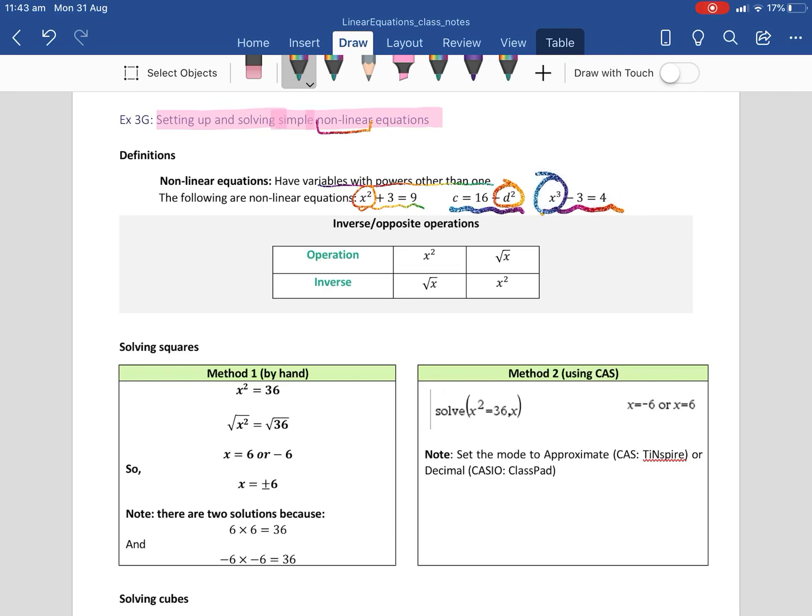With non-linear ones, to get rid of the operation, okay, so squaring a number is an operation, like this, x squared, to get rid of the x squared, you square root. And if you're square rooting a number, to undo the square root, then you square it. So they are the inverse.